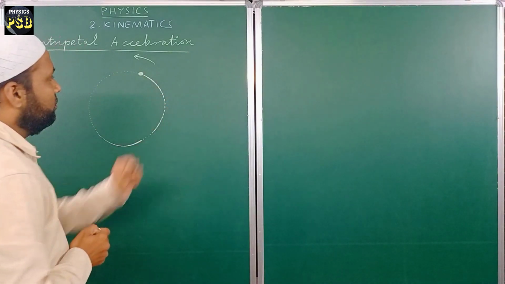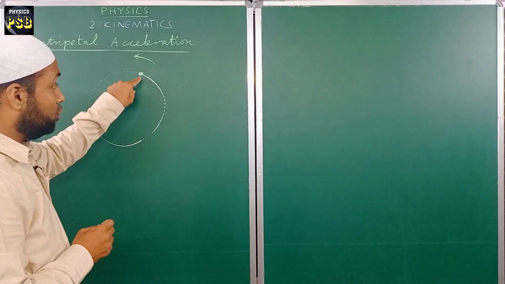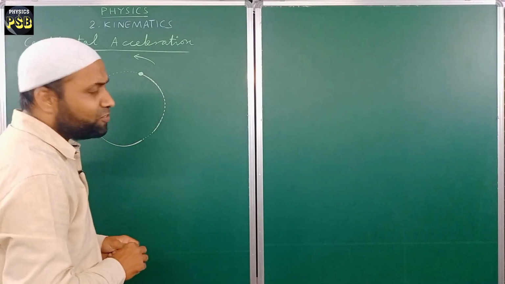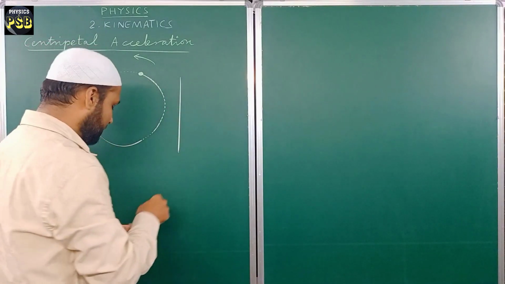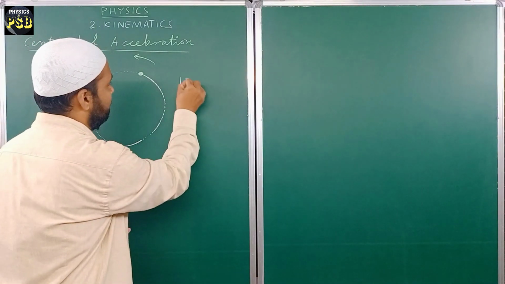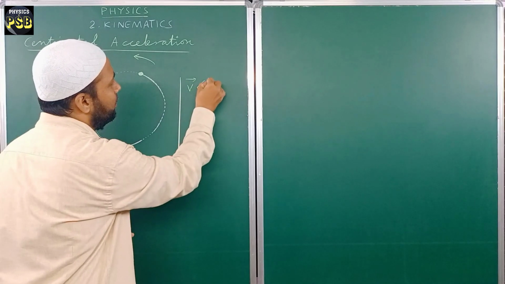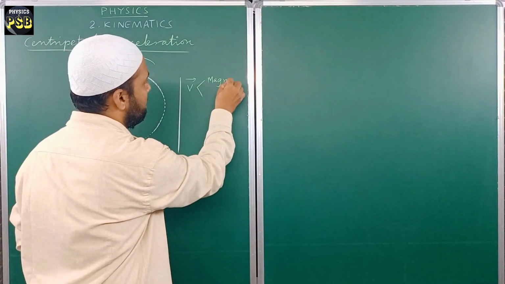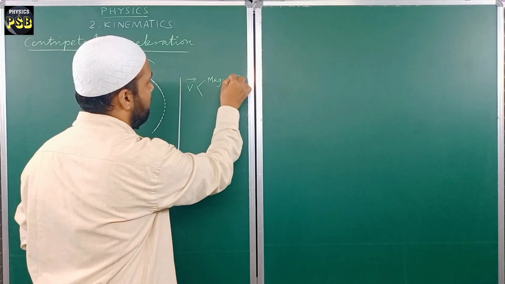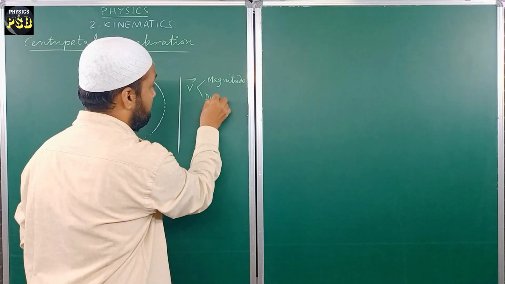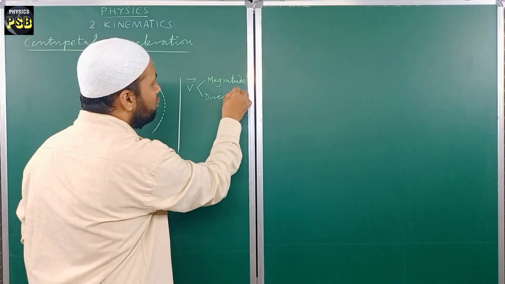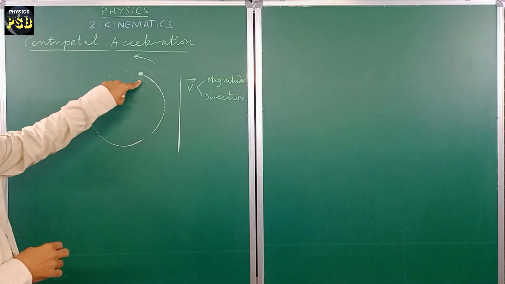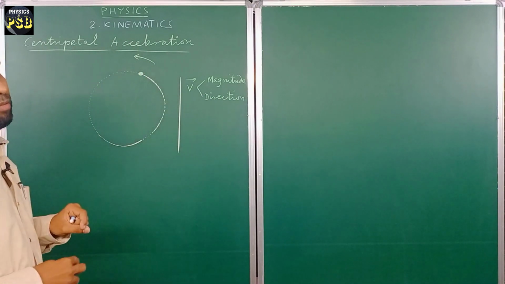When the object moves, the object may possess a certain velocity. This velocity is nothing but a vector quantity. It is a vector quantity, so it has both a magnitude and a direction. In circular motion, the direction of velocity changes continuously with time.